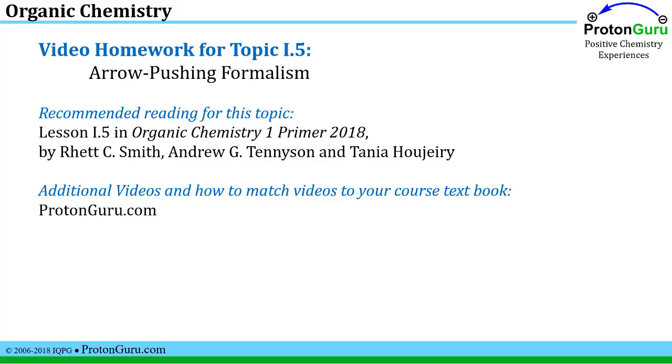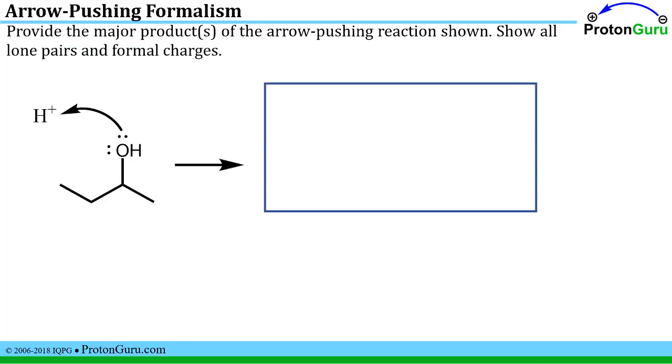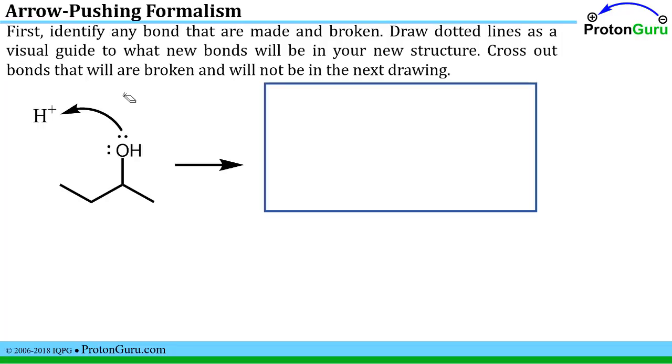One type of problem using the arrow pushing formalism is, given a set of curved arrows, you're asked to provide the major product or products of the arrow pushing reaction shown. A really good way to start this type of problem is to identify any bonds that are made and broken in the product. So you draw dotted lines, for example, to indicate where a new bond should be in your product and cross out bonds that might be broken.